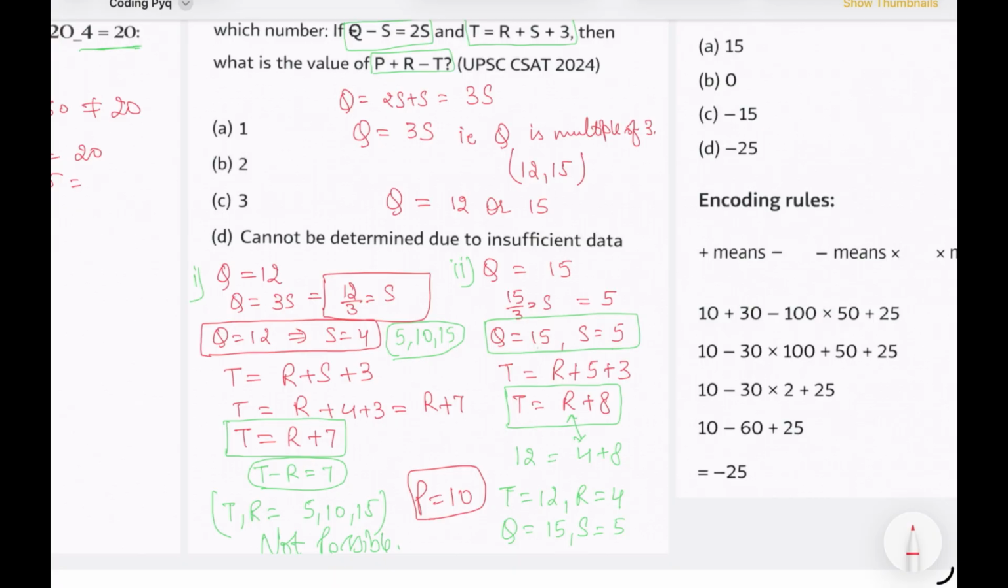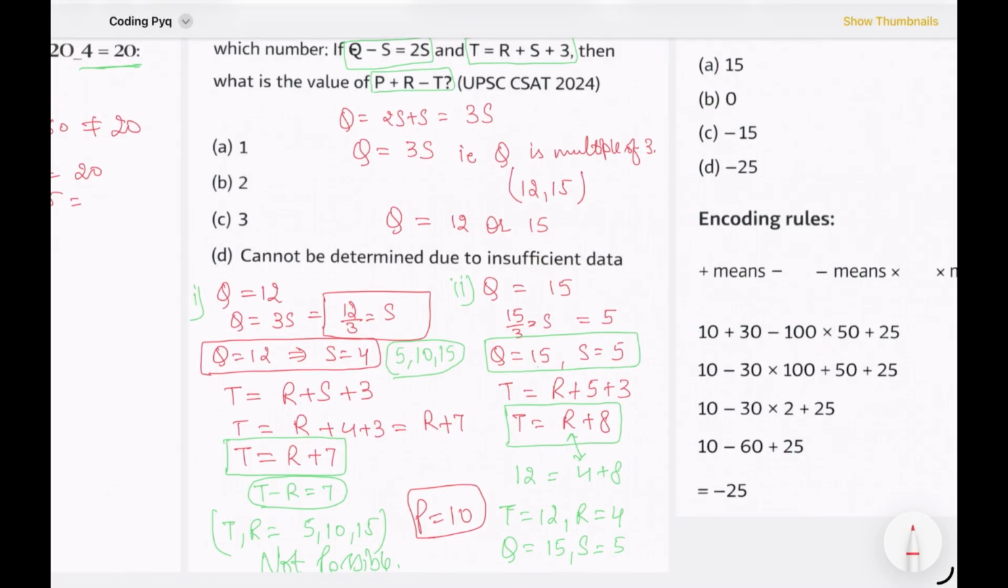We have to find out the value of P plus R minus T. P is 10 plus R, R we have 4, minus T, T we have 12. 10 plus 4, 14 minus 12, that is 2. So the correct answer will be 2. That is, option B is the correct answer.